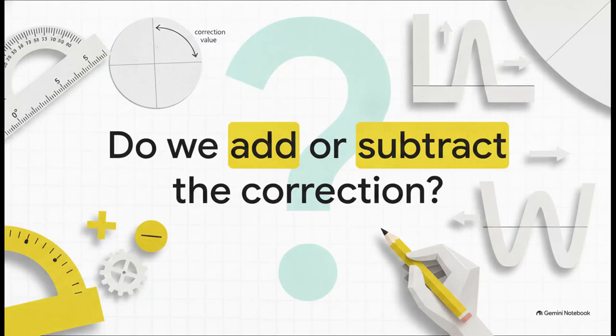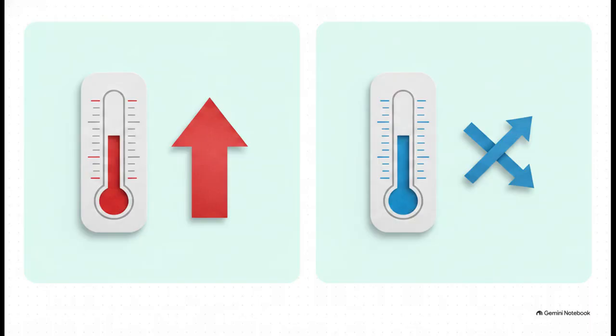But here is where you really have to pay close attention. Once you find that tiny correction value, what do you do with it? Do you add it to your starting angle, or do you subtract it? It helps to think of it kind of like a thermometer. With the sine function, as the angle goes up, the sine value goes up. They move in the exact same direction. So, easy enough. You add the correction.